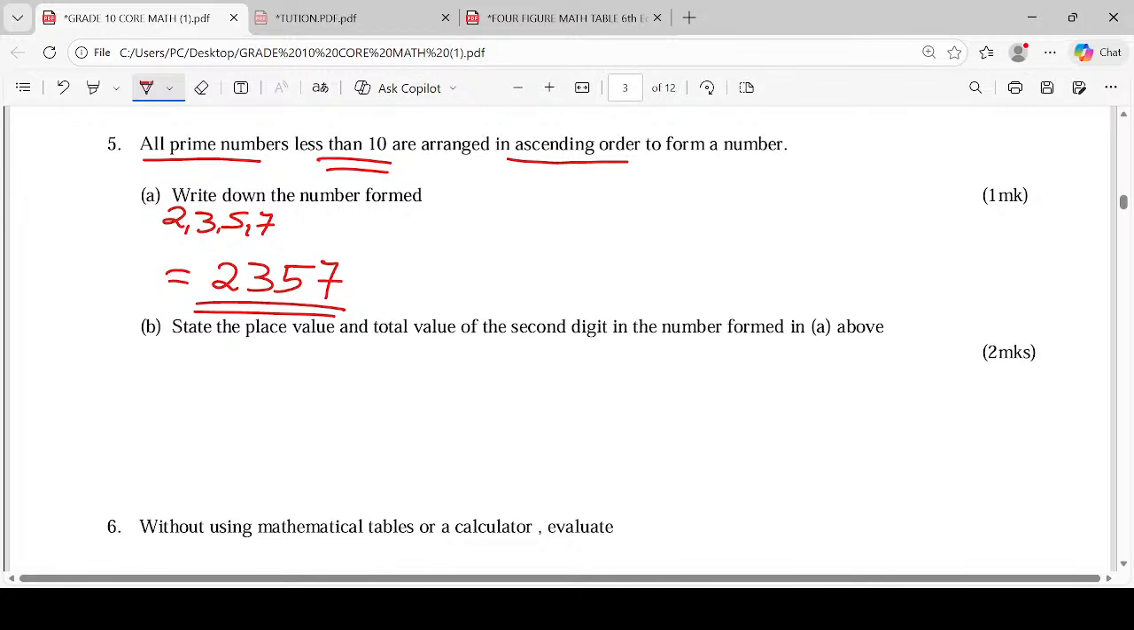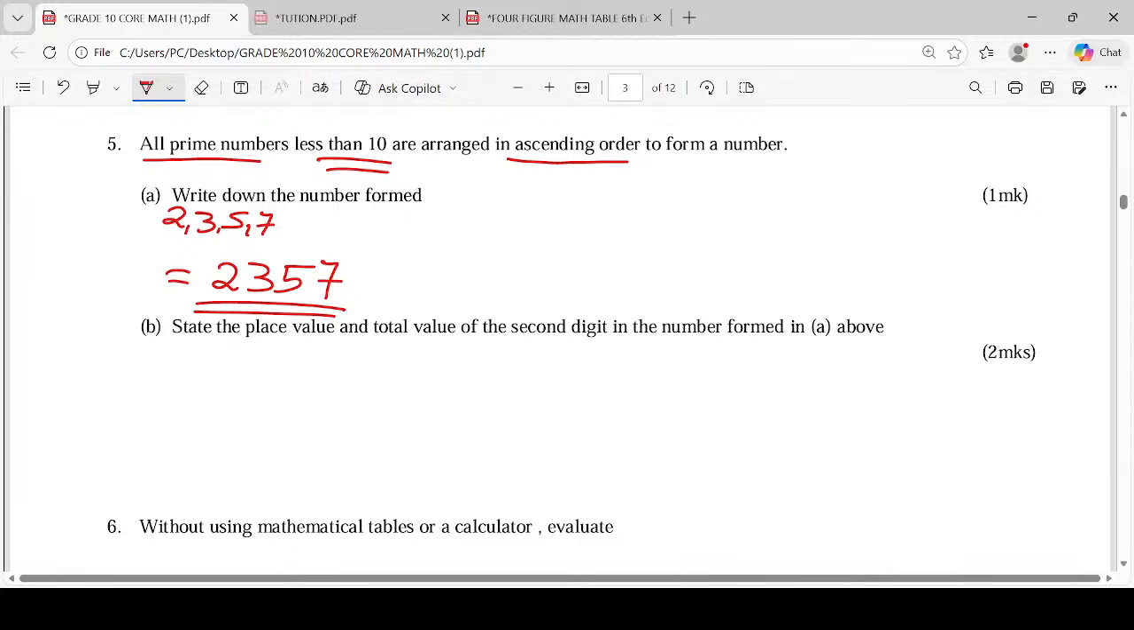State the place value and the total value of the second digit in the number formed in A above. That is the question you have to respond to. You don't have to struggle. But one of the key questions is, what do they mean when they say the second digit? That is what is of much importance here, ladies and gentlemen. If you understand it, it will become very, very simple for you.